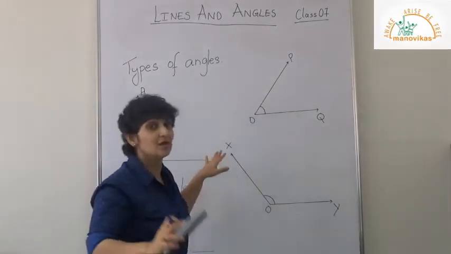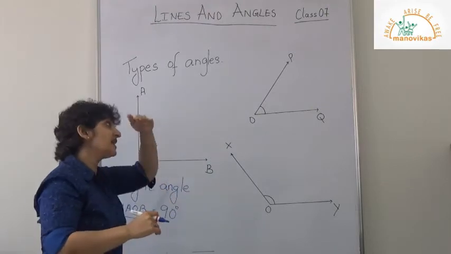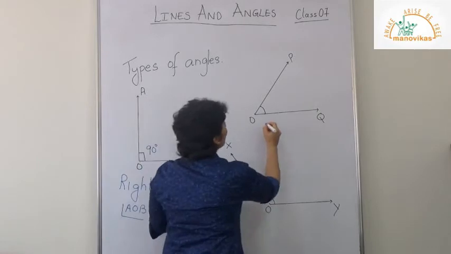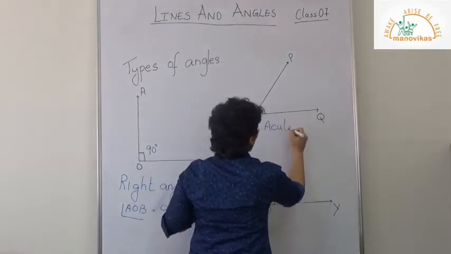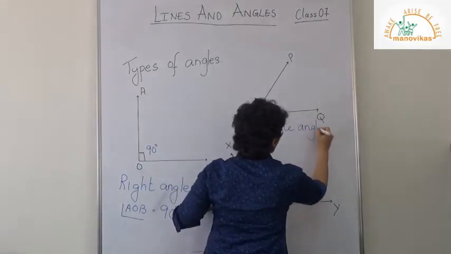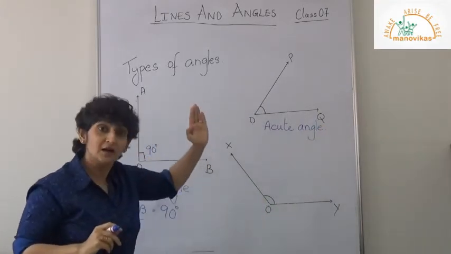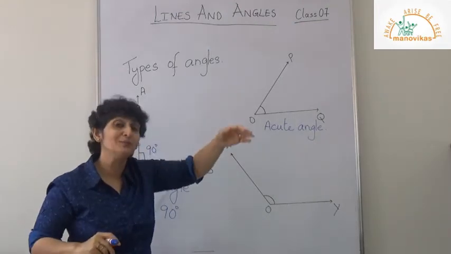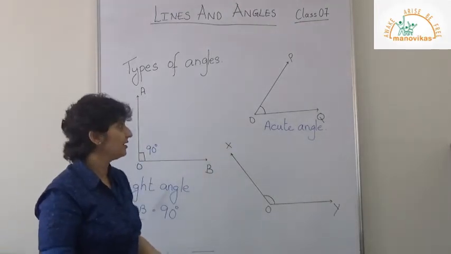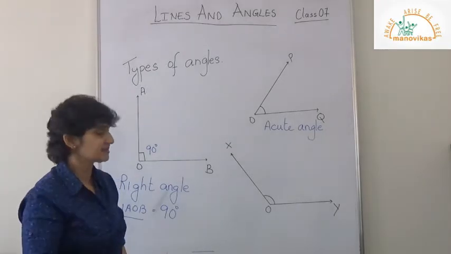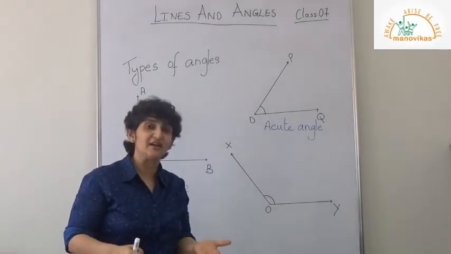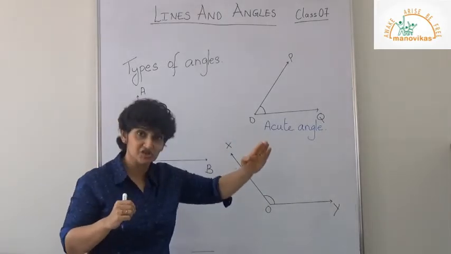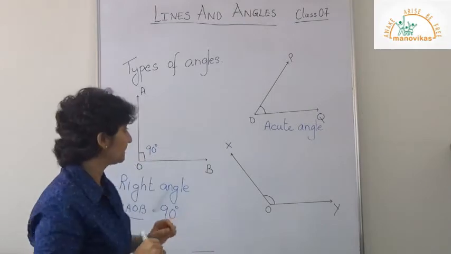So an angle whose measure is less than 90 is called an acute angle. Right? So this is an acute angle. Why? Because when you keep the protractor the measure will be less than 90. So you have 50 degrees, say 60 degrees, or say 85 degrees. All these are called acute angles because they measure less than 90.